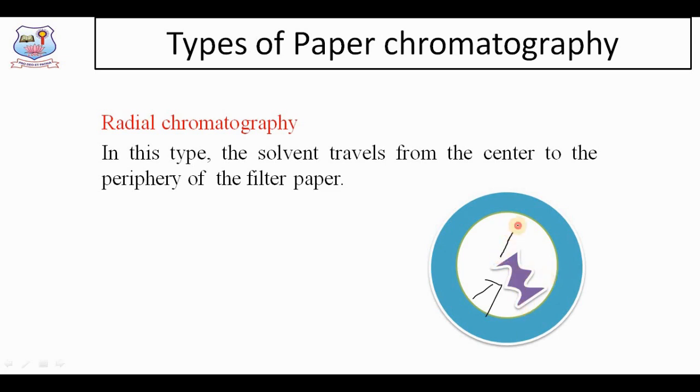So if you look at the movement of the solvent, it is from the center to the periphery, and your sample is loaded here. So when the solvent taken up by the filter paper through capillary force reaches the sample, the sample dissolves in the solvent and migrates in the periphery direction.